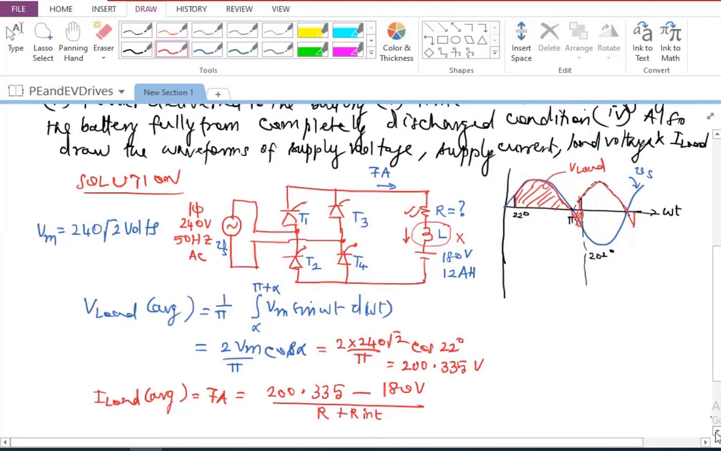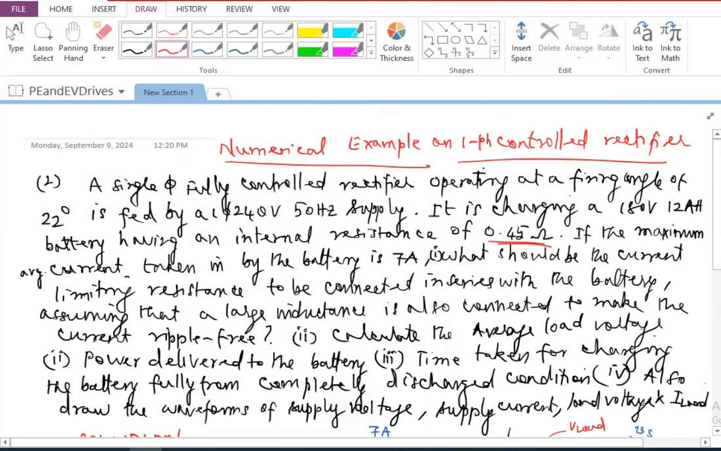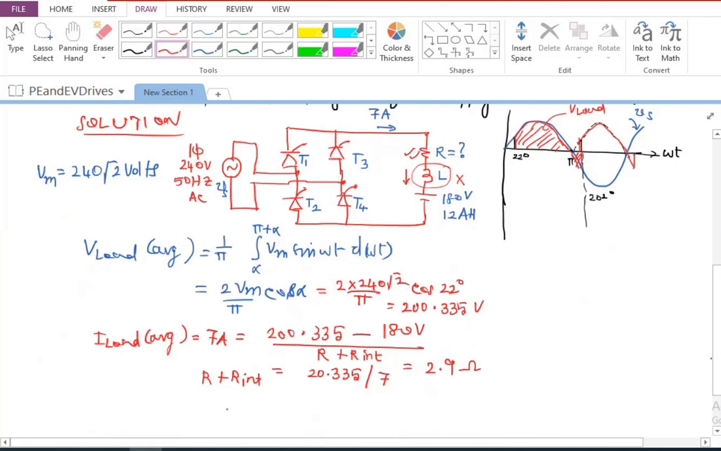So this is the equation which will actually make sure that the current is limited to 7 ampere. So what we get is R plus R internal will be equal to 20.335, that is the voltage that is available, divided by 7 amperes of current. So that comes out to be 2.9 ohm. And internal resistance is given to be 0.45 ohm. So 2.9 minus 0.45 ohm, which is going to be R. This is the current limiting resistance.